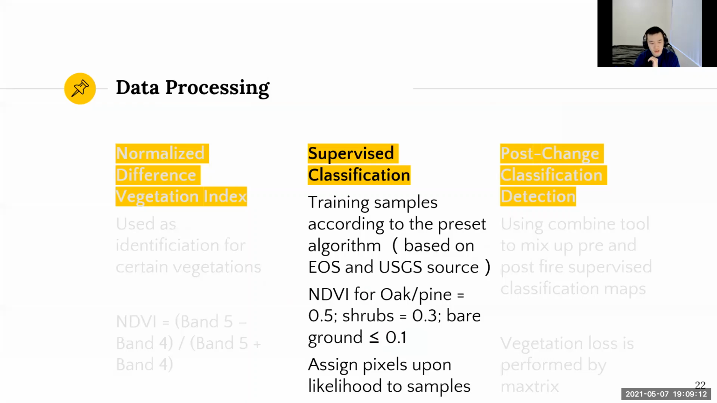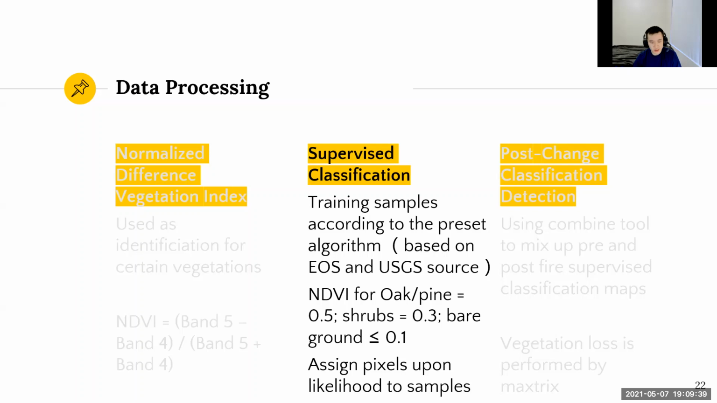To differentiate land cover, I have divided it into three types: bare ground, sparse vegetation like shrubs, and moderate vegetation like pine and oak. From trustable sources like USGS and EOS, I roughly limited bare ground to less than or equal to 0.1 NDVI, shrubs roughly around 0.3, and pine and oak roughly around 0.5.